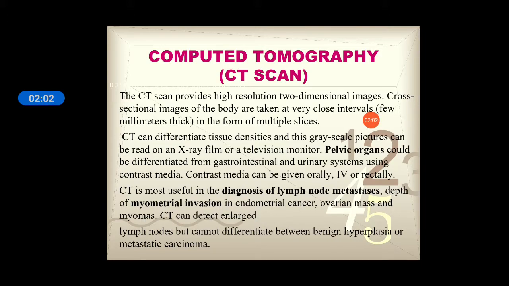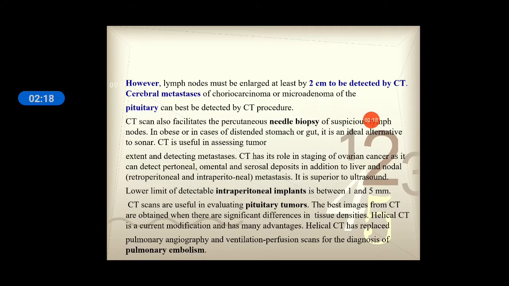Lymph node metastasis occurs in cases of cancer. Cancer can spread through the lymph nodes, so you can see the enlarged lymph nodes better in the CT scan. However, the lymph nodes must be enlarged by at least 2 cm to be detected by the CT, so you cannot detect the smaller lymph nodes. That is a specialty of the CT scan: you can detect lymph node metastasis easily.